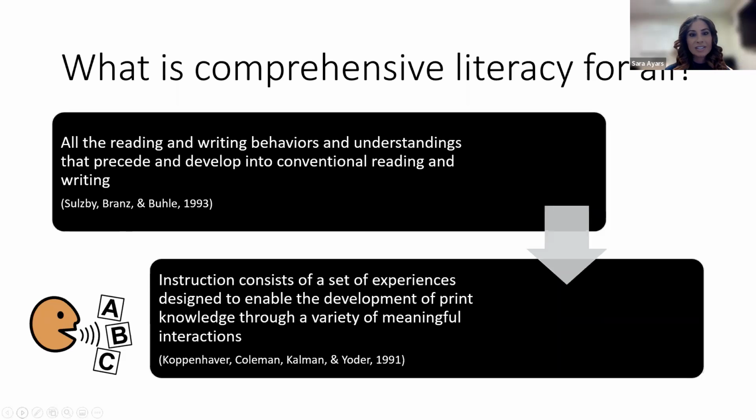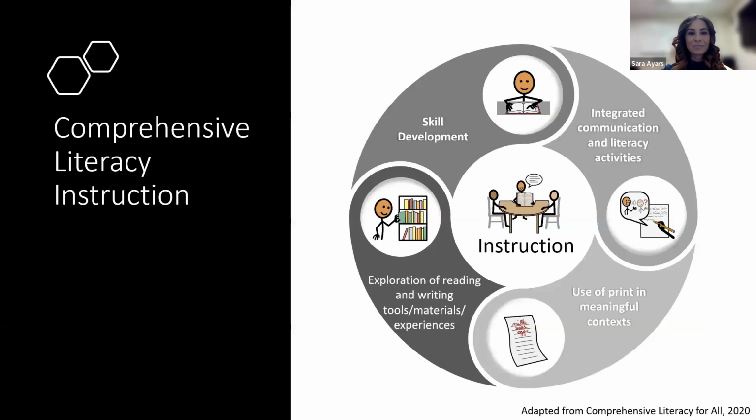And as you see here, emergent literacy is defined as all the reading and writing behaviors and understandings that precede and then eventually develop into conventional reading and writing. And comprehensive emergent literacy instruction consists of a set of experiences designed to enable the development of print knowledge through a variety of meaningful interactions. So emergent literacy explains how even those individuals with the most significant disabilities that we work with can make progress towards becoming independent readers and writers when they're given appropriate supports. And we can look at what this instruction looks like a little bit more closely on the next slide.